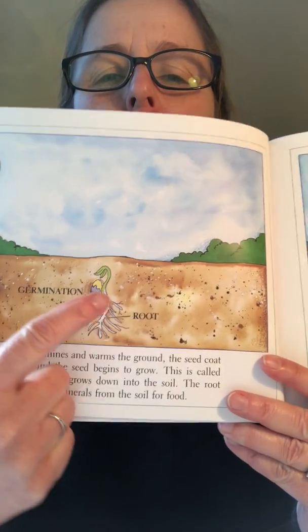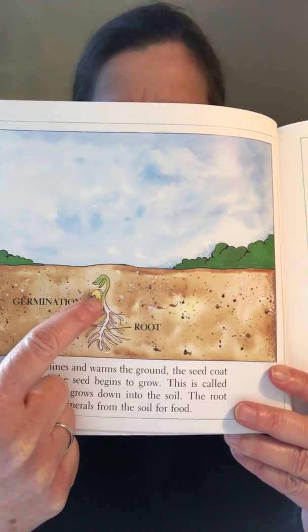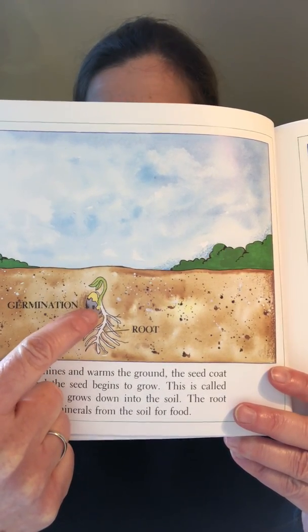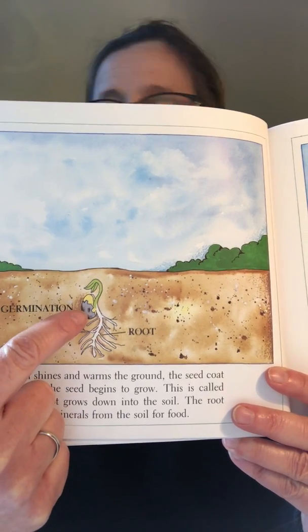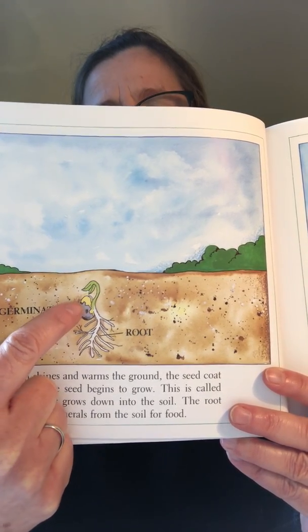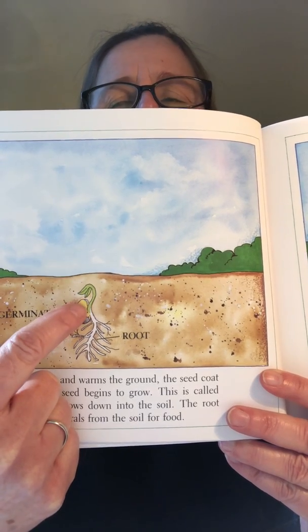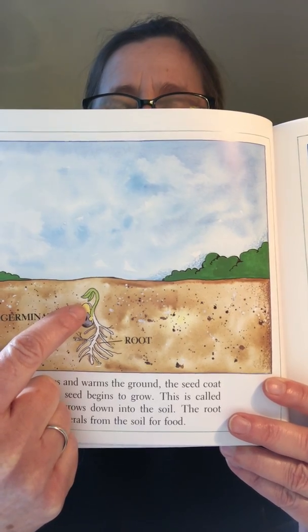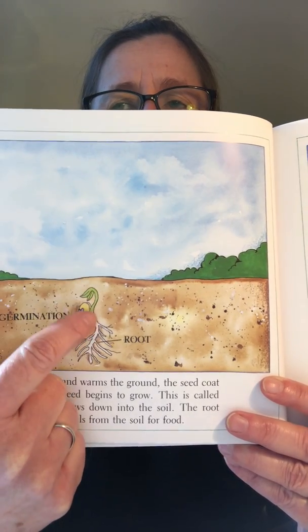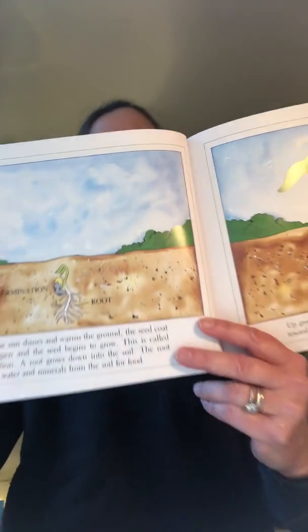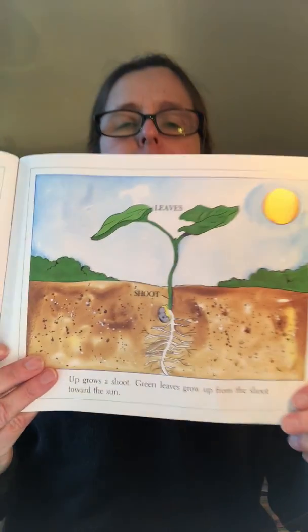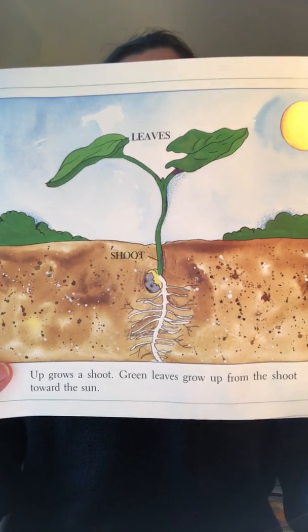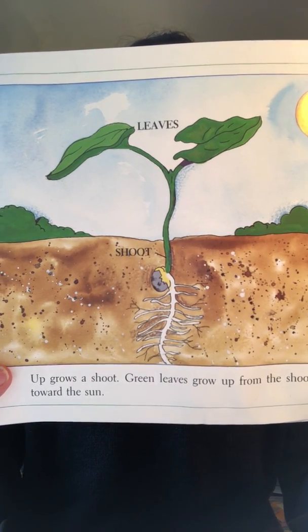So check that out. So almost always the first thing that pops out of the seed is some root. And it's going down, and then the next thing is a little sprout that wants to go up. And can you guess why it wants to grow up? Yeah, because plants, green plants, need sunshine. So it's trying to grow up towards the sun. Up grows a shoot. Green leaves grow up from the shoot towards the sun. And there's the little stem that's come up out of the ground, and it started making leaves.